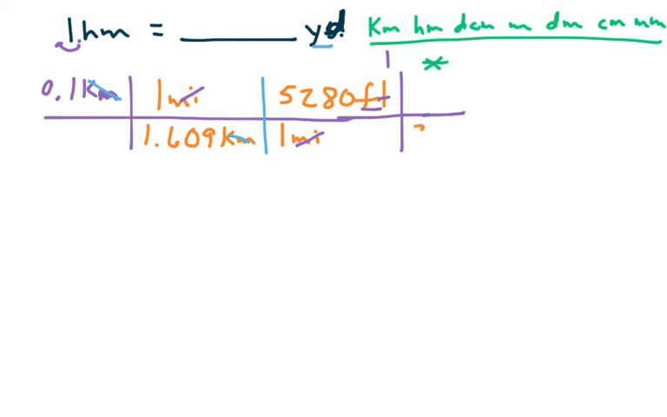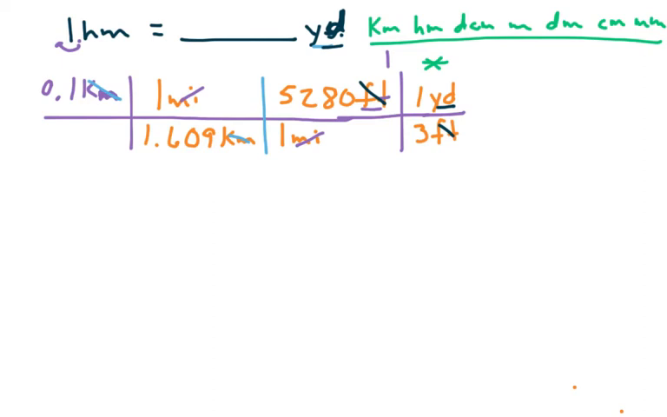And we know that 3 feet is equal to 1 yard. The feet on top cancel with the feet on the bottom. The unit I have left is yards. That's what I'm looking for, so that's how I know that I'm done.